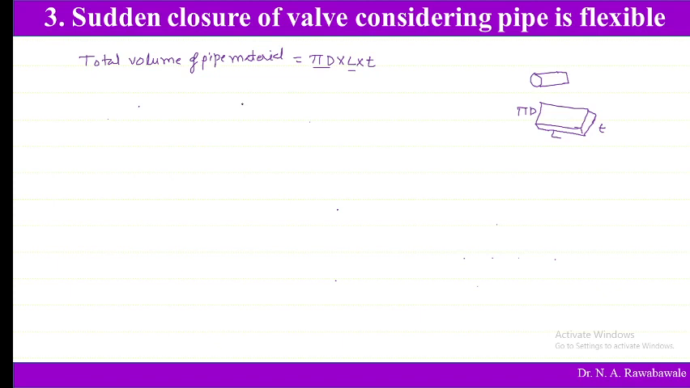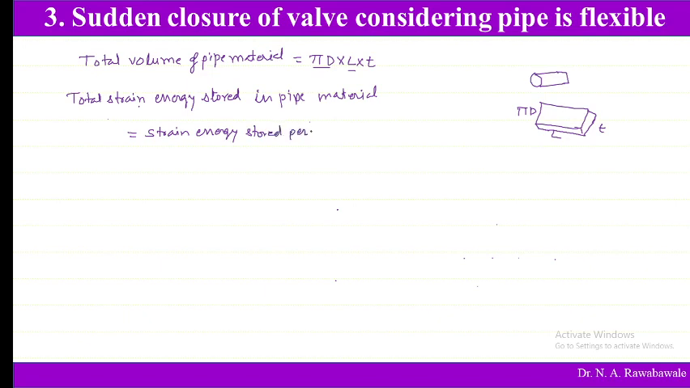So the total energy stored in the pipe material, the absolute energy or total strain energy stored in the pipe material, is given by the strain energy stored per unit volume into the total volume of pipe material.